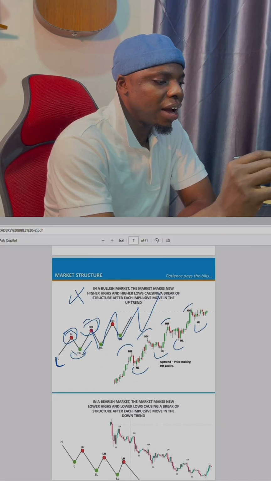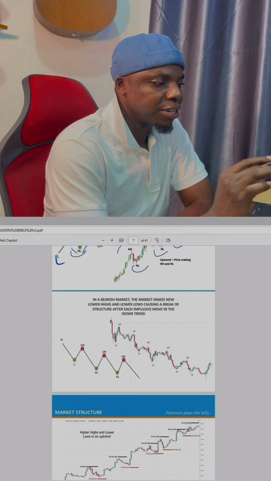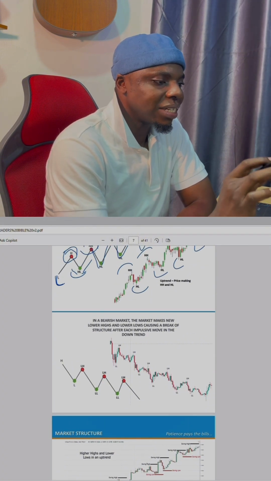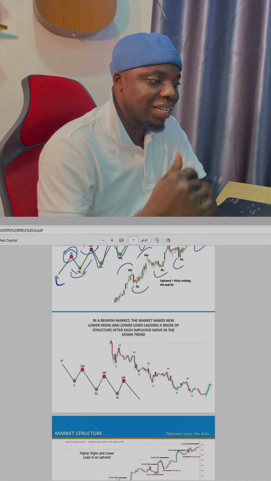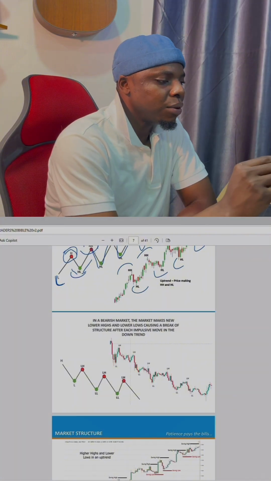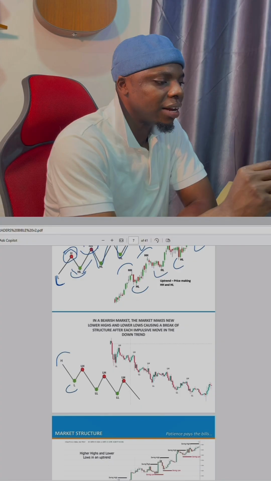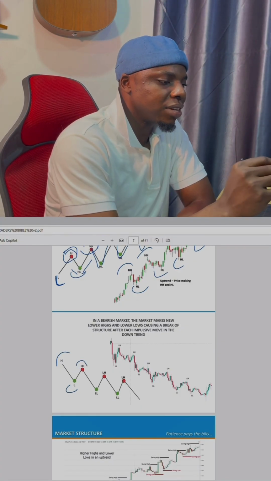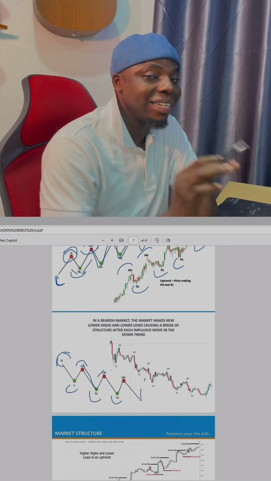And also we have this on a downtrend, where in a bearish market, the market makes new lower lows and lower highs, causing a break of structure after each impulse movement in that particular direction. So just like what we have here, where we have a high that creates this particular low. The market pushed to the upside, giving us a lower high. It's a lower high just because it's a high, but that high is lower than the previous high. And the market pushed down and gave us a lower low, lower high, lower low. As long as the market continues in that direction, we say we are in a downtrend.